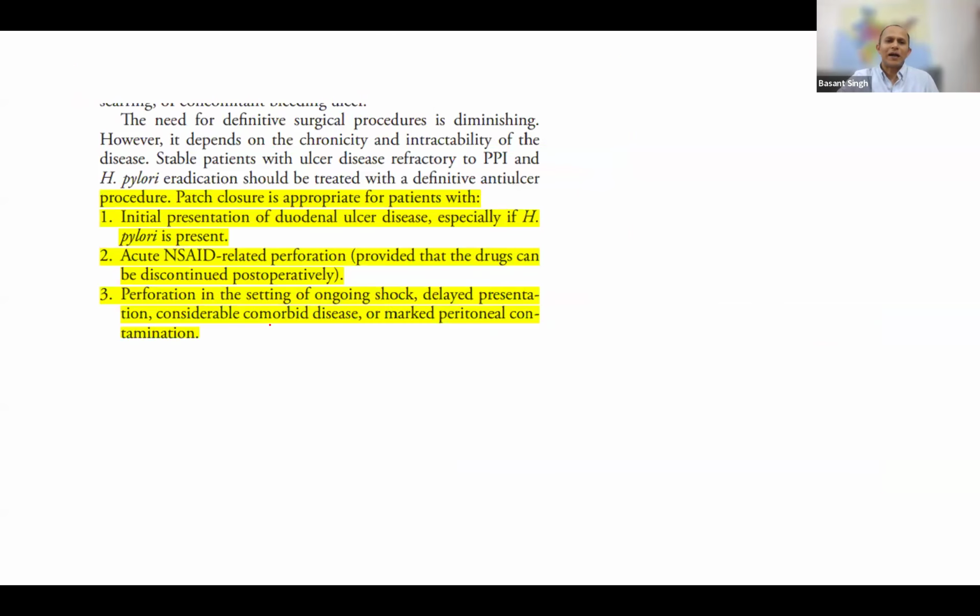Patch closure is seen with initial presentation of ulcer, especially if H. pylori, acute NSAID, and perforation in the setting of shock or delayed presentation. The patient has a lot of comorbid illness. This is where we do a patch closure. Okay.